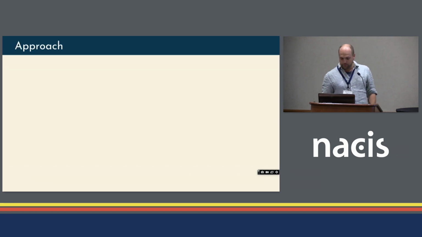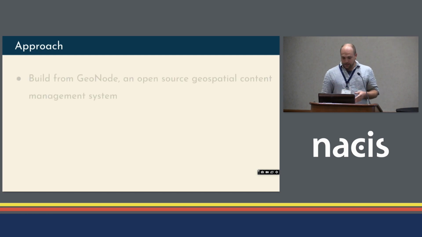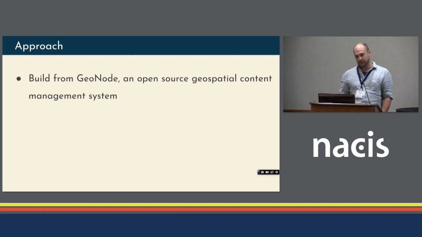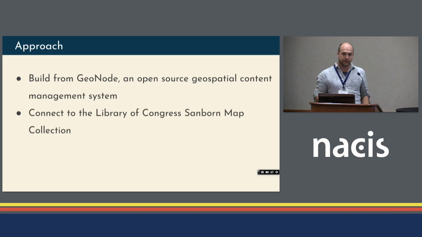So the question was, if we take that archival commons, some of those concepts in that framework, how do we bring that to crowdsourced georeferencing? So I decided to build a georeferencing web interface, or build a system. And for a number of reasons, I ended up choosing GeoNode, which is an open source spatial content management system, and take that system and then expand it for my needs, and then connect it to the Library of Congress Sanborn map collection.